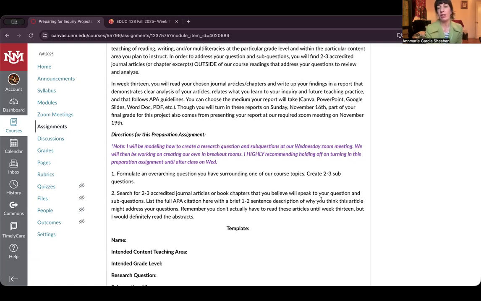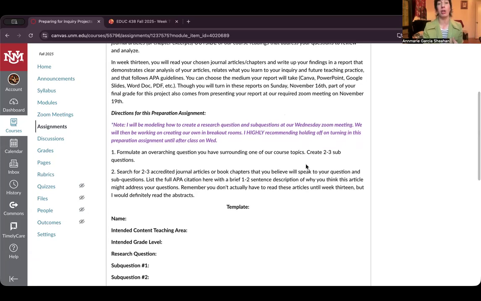You will turn in these reports on Sunday, November 16th. So this coming Sunday, you're turning in your research questions, your sub-questions, and your resources. And then the following Sunday, you're turning in your actual report. And then on the 19th, you are presenting that report in small groups on our required Zoom meeting. So this project really has three parts, and in a lot of ways, it will extend over about 3 weeks.